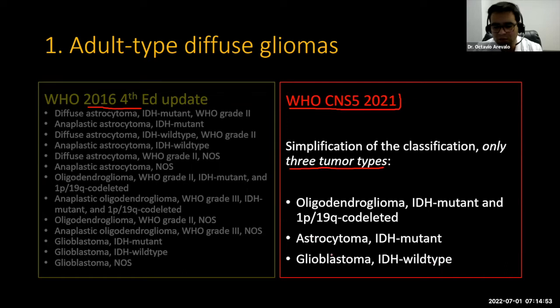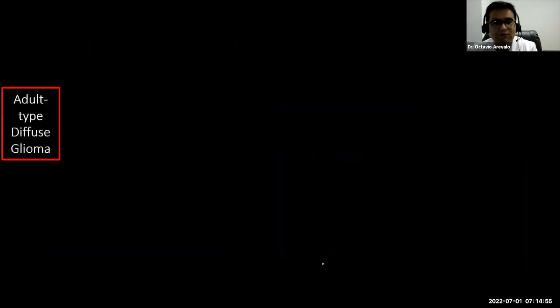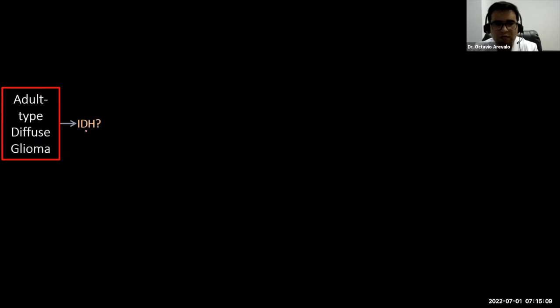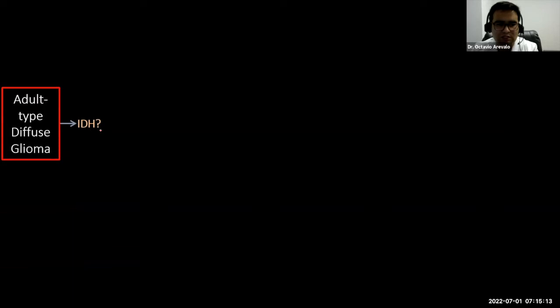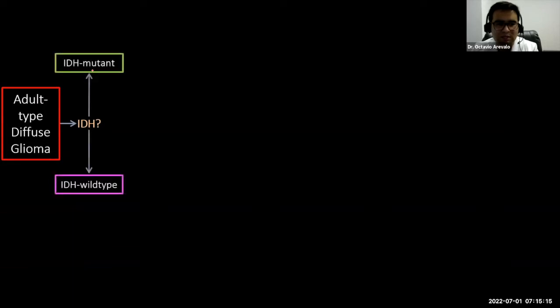And we'll get into it. So let's say that you have an adult type diffuse glioma. The next step for you to determine what tumor it is, is not the histology anymore. It is the IDH status, the isocitrate dehydrogenase status. So is it mutated or is it wild type?